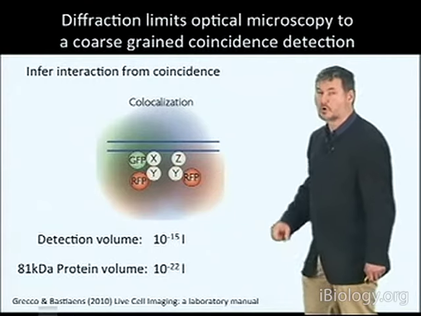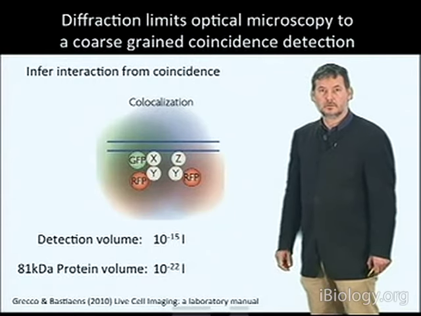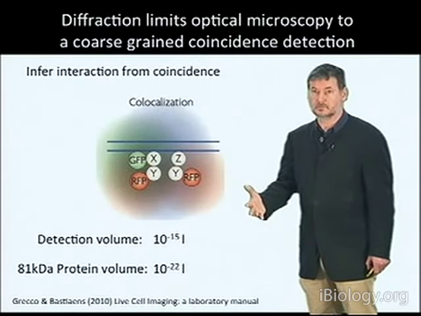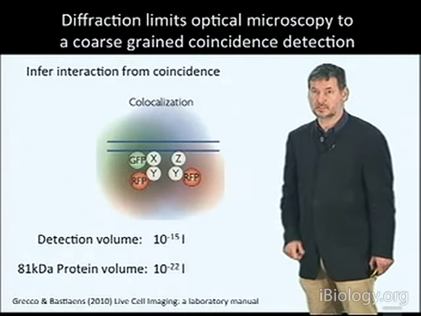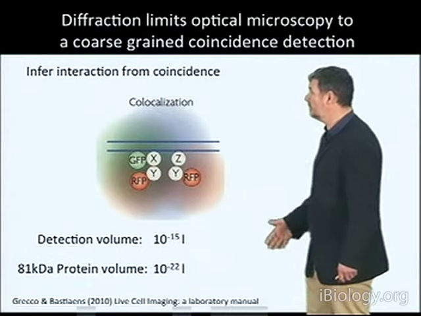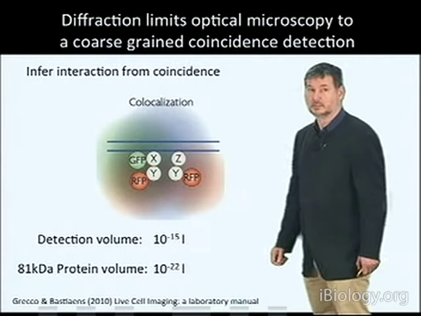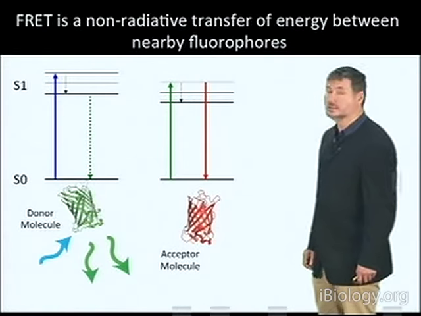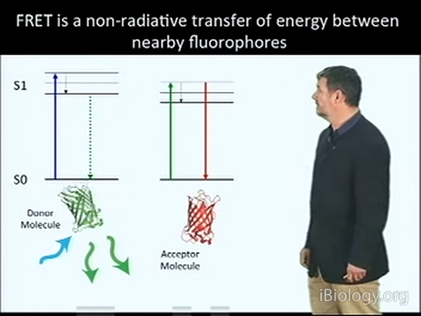Now, you can use co-localization to infer interaction, but the probability that you have an interaction when you see co-localization is very low. So how can we improve it, and how can we use FRET to actually decrease this detection volume? So first, let me discuss what FRET really is.